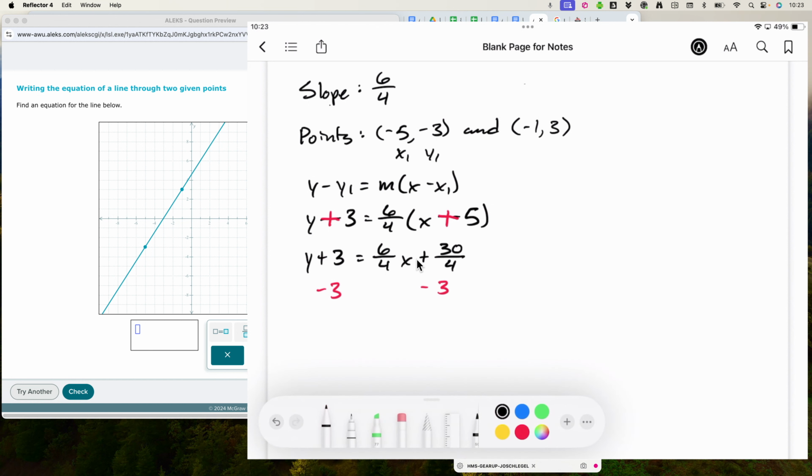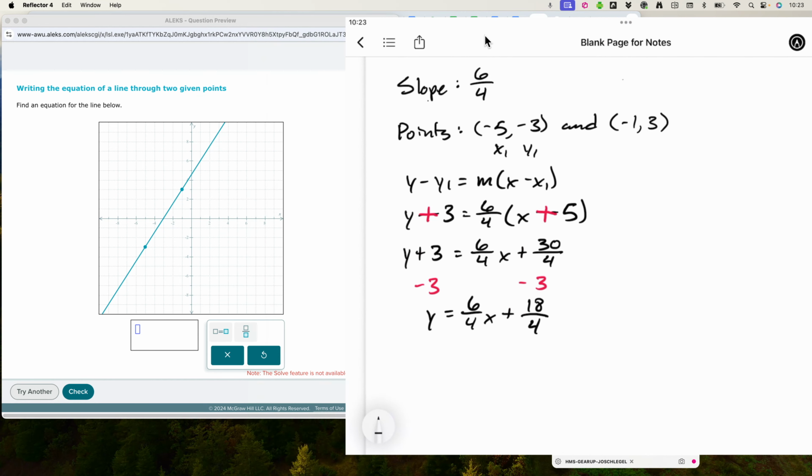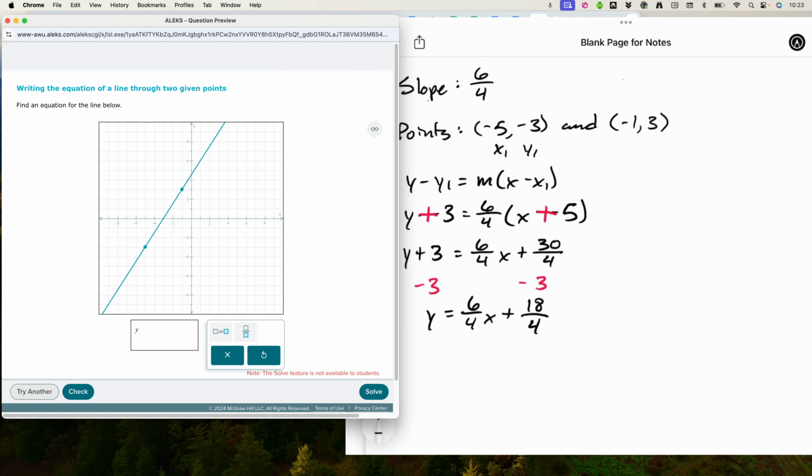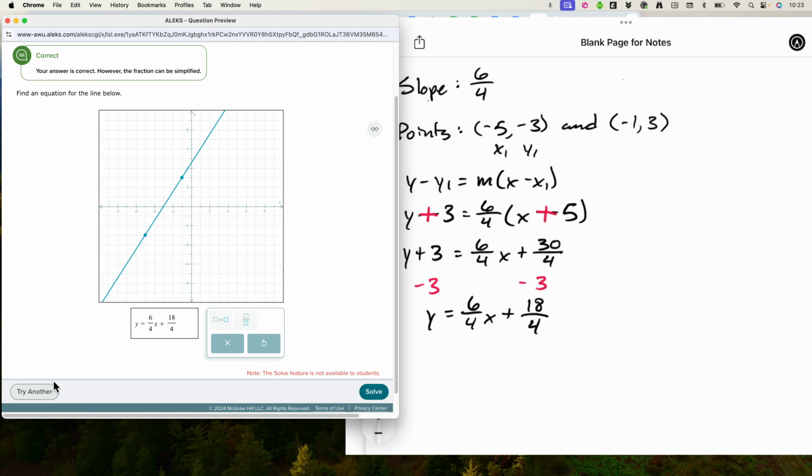If I was to give that to a calculator, we would say y equals 6 over 4 x plus 18 over 4. I could simplify that 18 over 4 to be 9 over 2, but Alex will not care. So I will go ahead and leave it unsimplified at this point. So y equals 6 over 4 x plus 18 over 4.